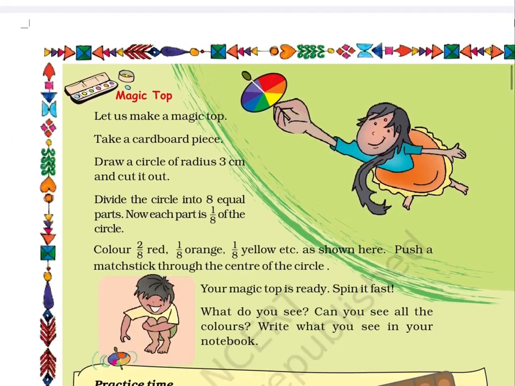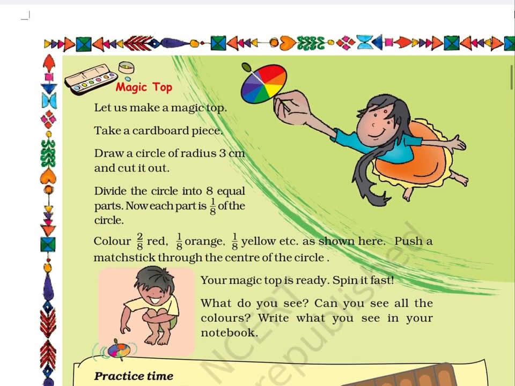Page 52. Magic top. Let us make a magic top. Take a cardboard piece. Draw a circle of radius 3 centimeters and cut it out. Divide the circle into 8 equal parts. Now, each part is 1/8 of the circle. Color 2/8 red, 1/8 orange, 1/8 yellow, etc. as shown here. Push a matchstick through the center of the circle. Your magic top is ready.